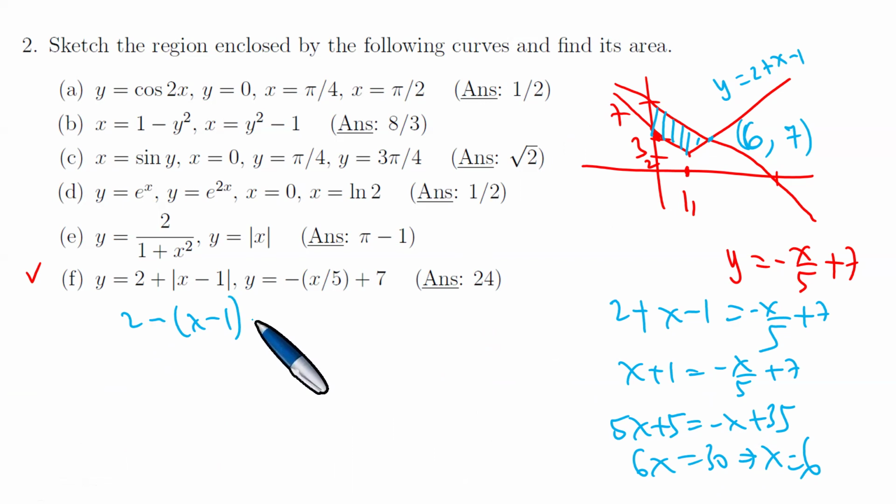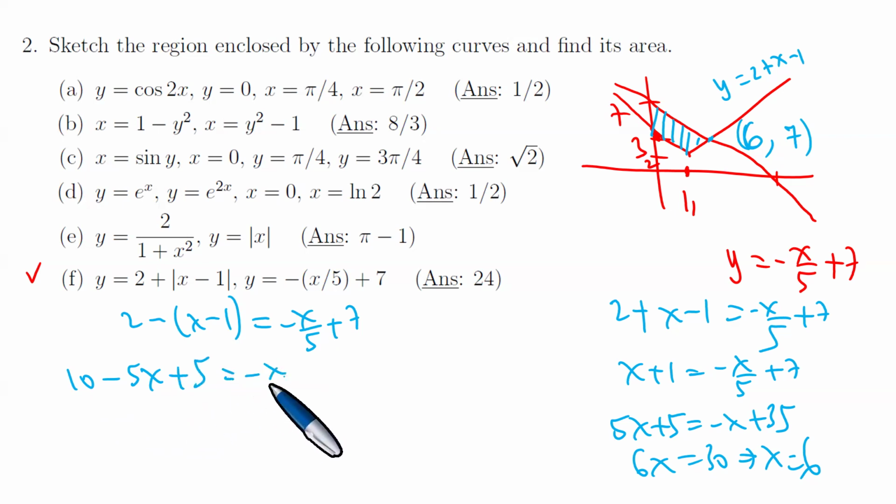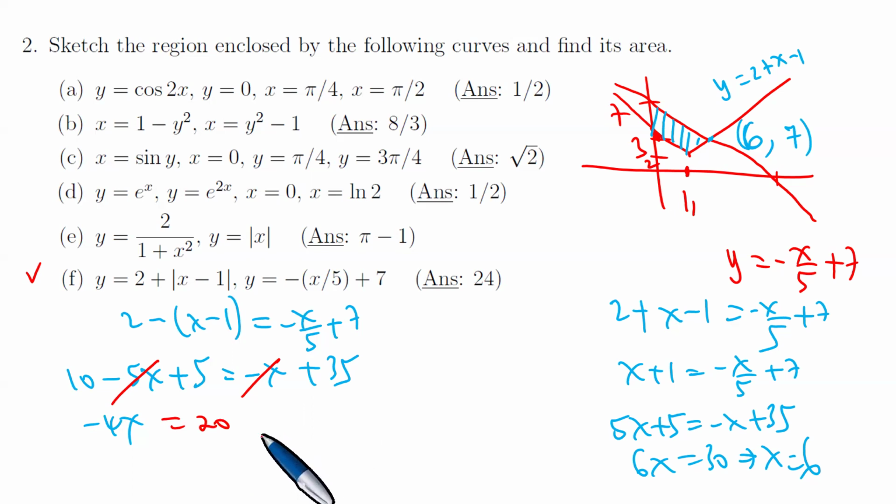2 minus x minus 1 is exactly equal to minus x over 5 plus 7. Multiply it through by 5, which is 10 minus 5x plus 5, 35, which is minus 4x. So now this is 15. And then 35 minus 15 is 20. Which means x is minus 5. So it's going to intersect at x equal to minus 5 because this thing is going to go on like this.